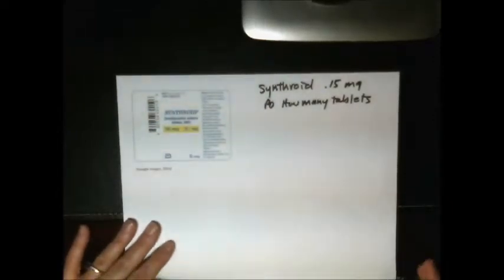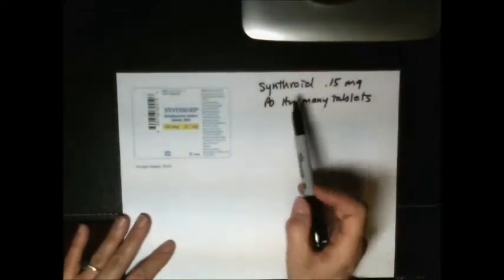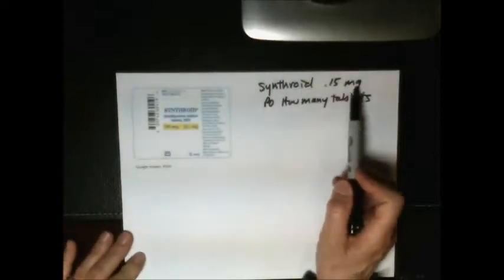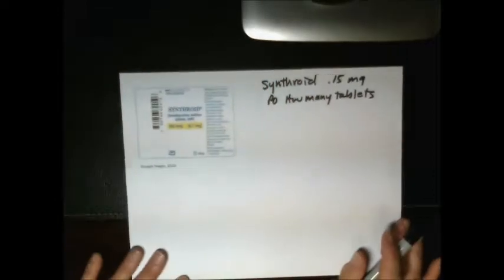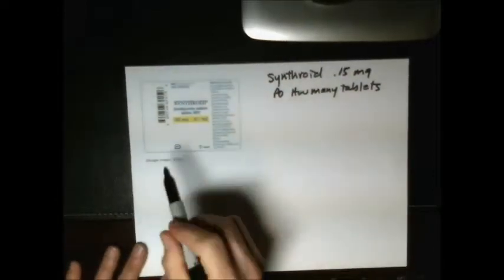Our next problem features some unit conversions. So our order is Synthroid, 1.5 milligrams by mouth. How many tablets are we going to need? So again, our organization has us set up the order on the left-hand side. 0.15 milligrams in one dose.